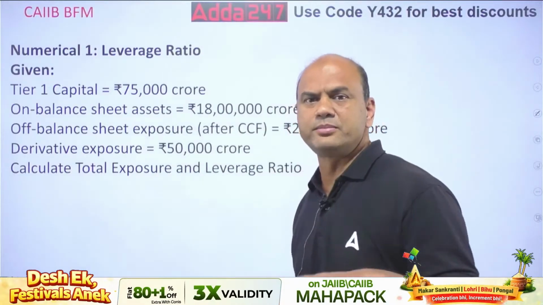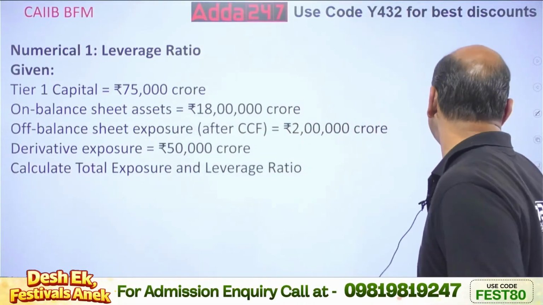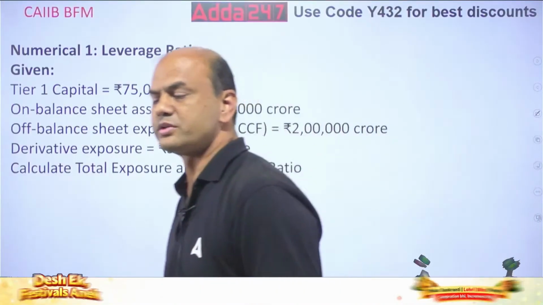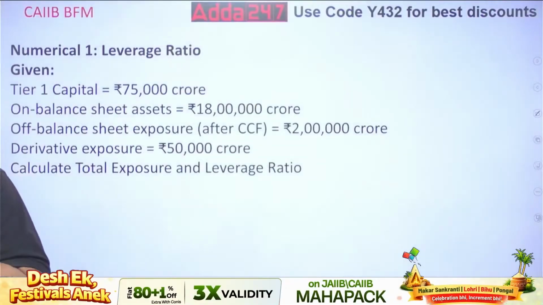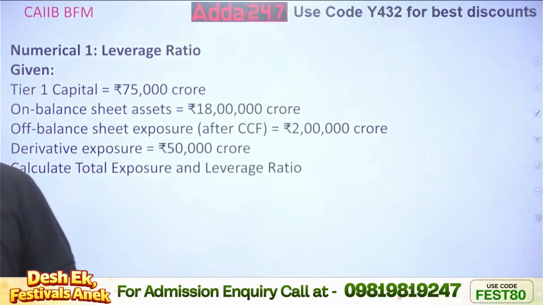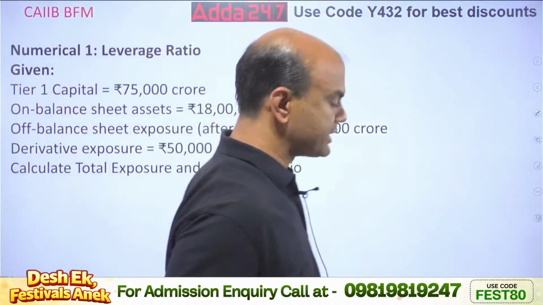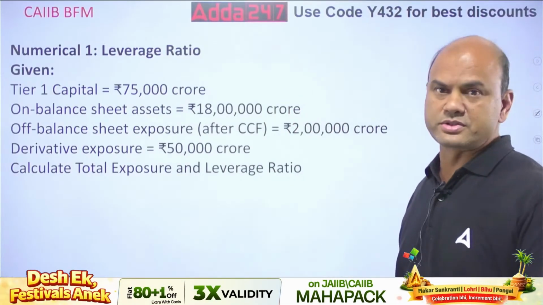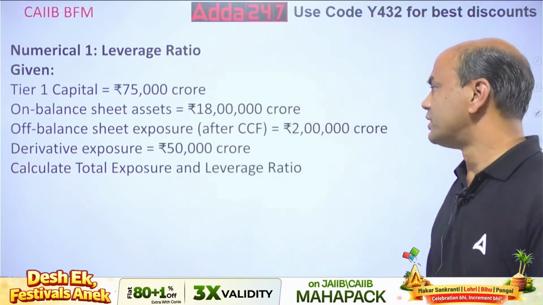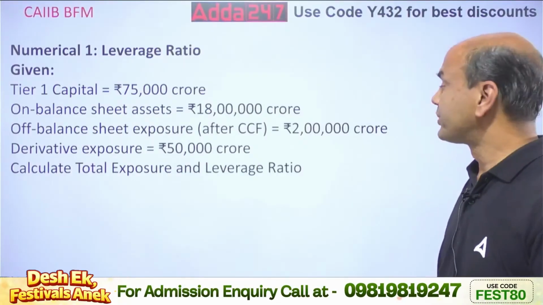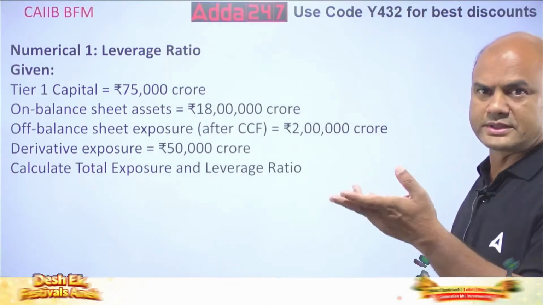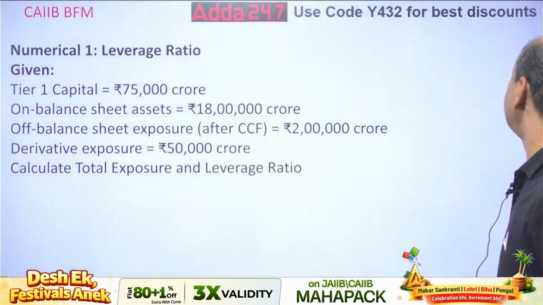There are 4 ratios in Basel. All of you kindly note this. Which are the 4 ratios? One is LCR, liquidity coverage ratio. Second is NSFR, net stable funding ratio. Third is leverage, this one. And the fourth one is your Cooke ratio, the CRAR ratio. These are the 4 important ratios. So here we want leverage: total assets upon your capital. So let's find this out.